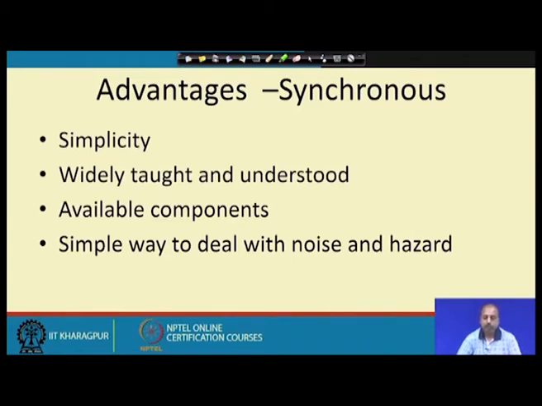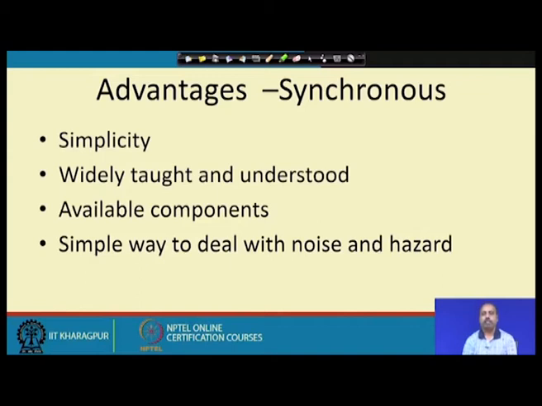Then, a simple way to deal with noise and hazard. If some noise signal comes, that can change the state of the system. Now, for a synchronous sequential circuit, we have the advantage that if the noise does not come when the clock is active, then that noise will not be able to affect the system. So, we can concentrate only on noise protection during the clock active time.